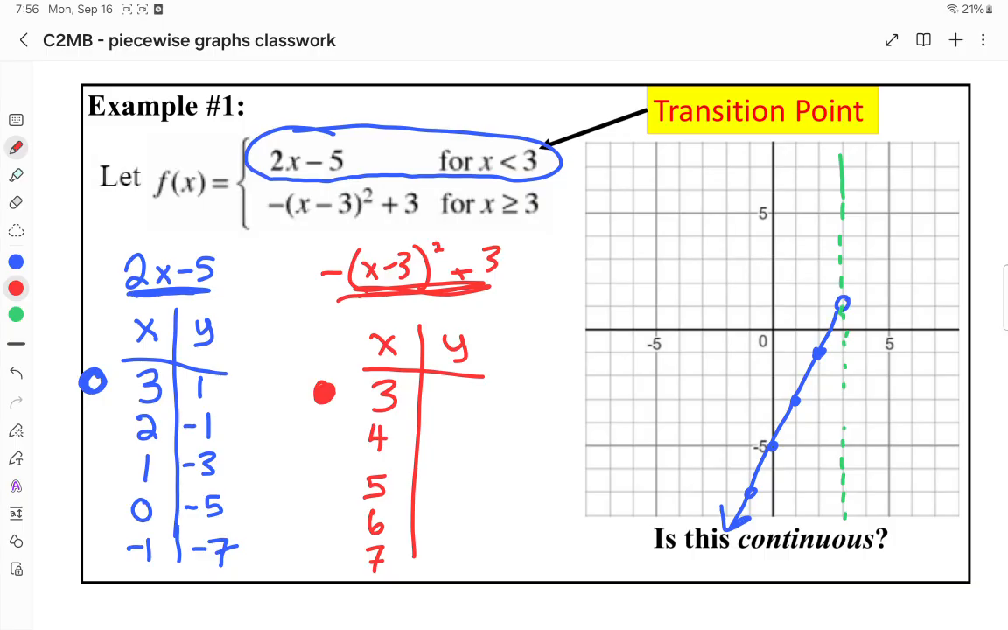And then when I plug them in, be careful with your order of operations here. Remember, you're subtracting 3, then squaring it, then putting a negative on front. Notice my last point there, 7, -13, is going to go off the graph, so I'm not too worried about it, but I definitely have enough to get the shape of my graph. 3, 3 is the first point, and it will be a closed circle. Then 4, 2.